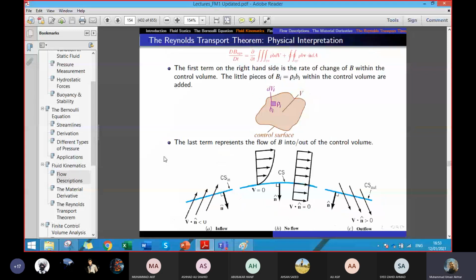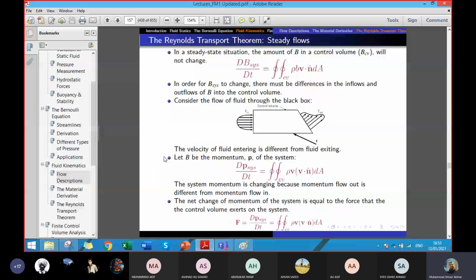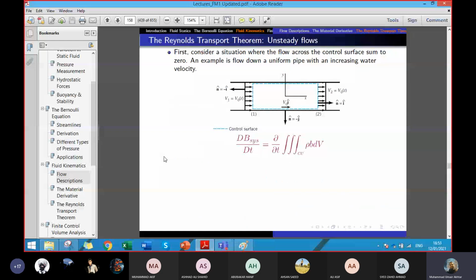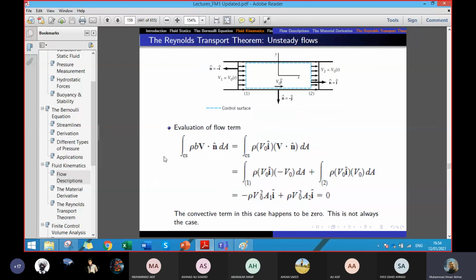So in the next class, we'll replace this capital B with different properties. Let's say we'll replace it with the mass, and with the momentum. So we'll have the three famous equations of fluid mechanics: the energy equation, the continuity equation, and the momentum equation. When we replace B with mass, we get the continuity equation. When we replace B with velocity, we get the momentum equation. And when we replace B with another property, we get the energy equation. We'll study how these equations are important by further discussing the Reynolds transport theorem and its application. Clear? We'll also solve some problems related to the Reynolds transport theorem.